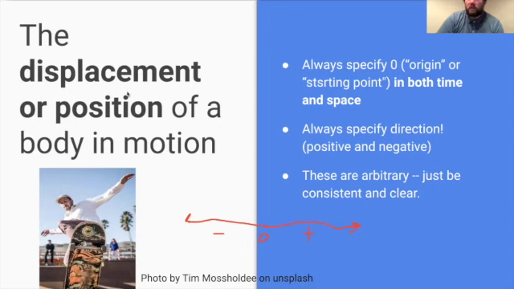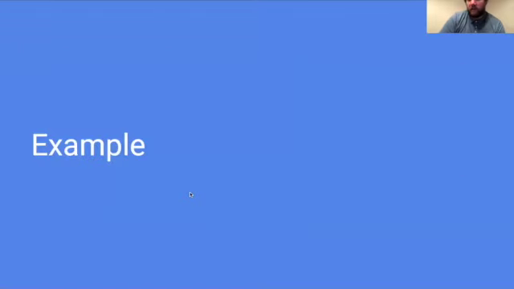You always want to specify an origin or starting point in both time and space, and always specify a direction. It does not matter what you call zero, as long as you're consistent. It doesn't matter what you call the positive direction or the negative direction, as long as you keep it that way through the entire problem. So let's look at an example of this.